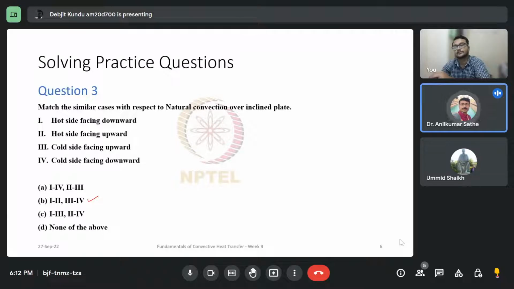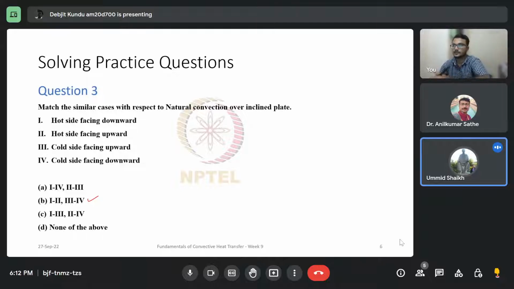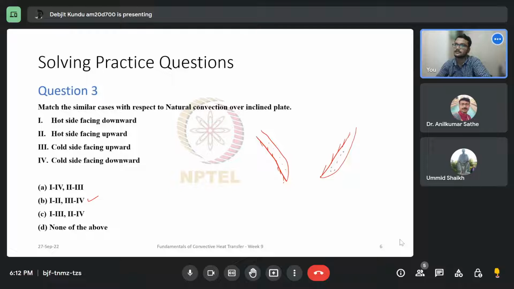Match the similar cases with respect to natural convection over an inclined plate. So I can have a hot plate like this, facing upward, which means the fluid will be over it, so the boundary layers would form like this. Or I could have a hot inclined plate facing downward. In that case, the boundary layer would form like this. On the other hand, I can have a cold plate.